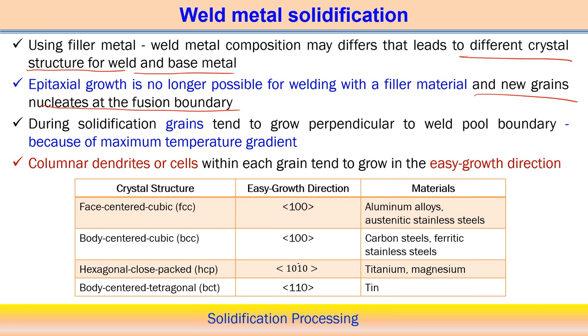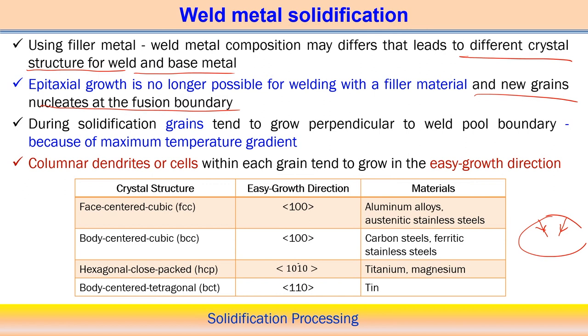Now, during solidification, of course, grains tend to grow perpendicular to the weld pool boundary. If you see this is the weld pool boundary, the grains will try to grow perpendicular to that, because calculation shows that the steepest temperature gradient exists perpendicular to the boundary. So that is why they prefer to grow in the direction of the steepest temperature gradient, or the maximum temperature gradient, that is normal to the boundary, and along this direction the grain growth tries to occur.